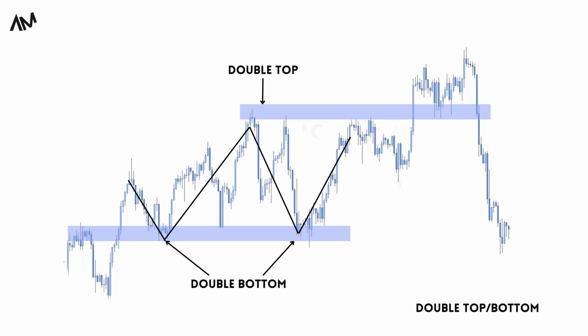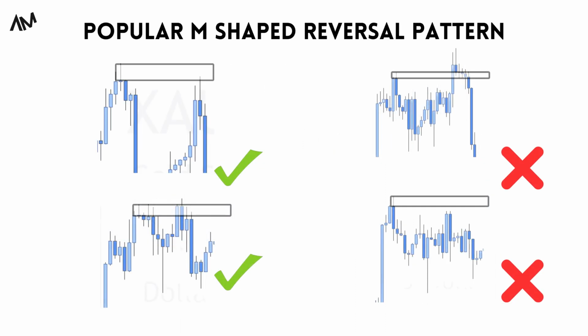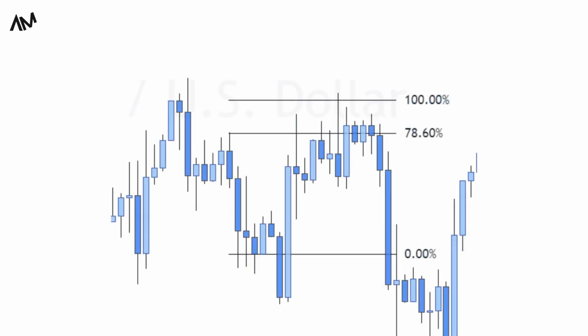It is important to adhere to a simple rule when identifying valid double top or bottom patterns. For a double top, draw a box between the highest candle close and the wick of the first test. The second test's wick must touch or exceed the boundaries of the box, while the body should not close beyond it. To complement these patterns, we incorporate retracement levels.